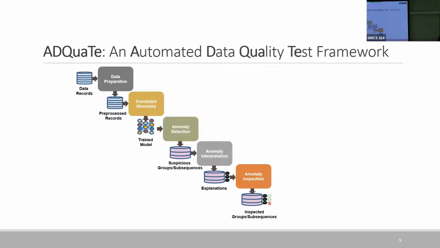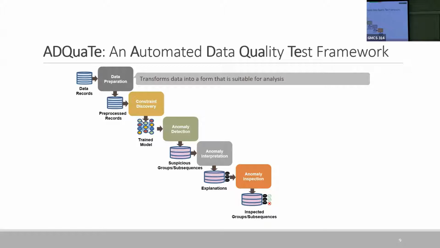Here is an overview of the ADEQUATE framework that we have developed. It has 5 different components. It takes the data in raw format as input, and it reports some groups of suspicious records, as well as some explanations about those. So let's talk about each component. The first component is data preparation. It just transforms data from its raw form to a form that is suitable for analysis.